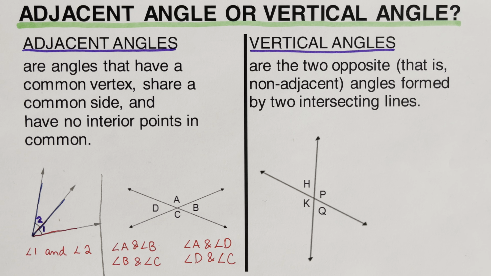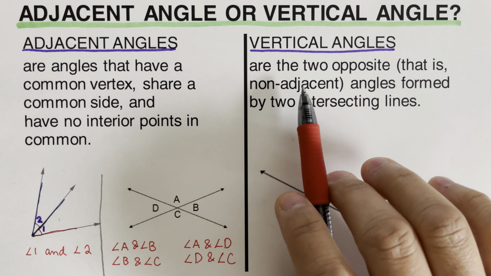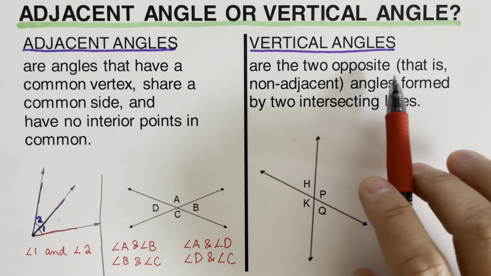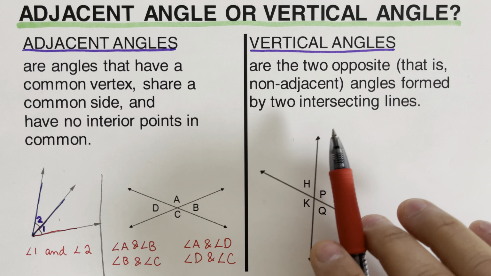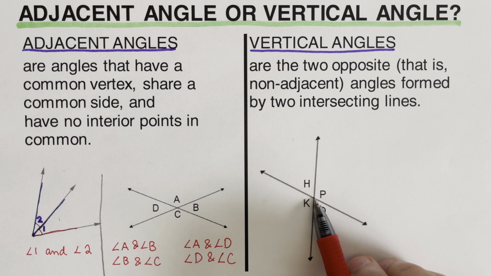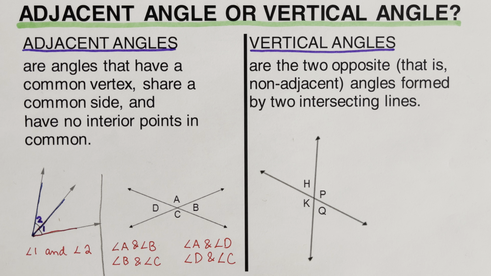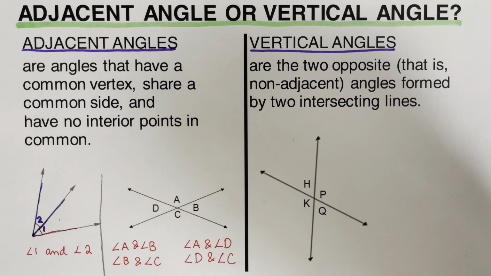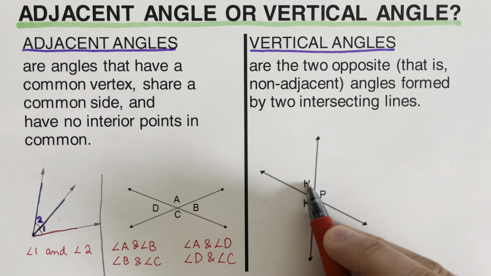Now, on the other hand, if we say vertical angles, we are referring to angles that are opposite to each other. That means they are non-adjacent angles, and they are formed by two intersecting lines. These two lines right here are intersecting at this point. Intersecting means they are touching at this point. So we can say that there are two pairs of vertical angles here. The vertical angles for this would be angle H and angle Q.